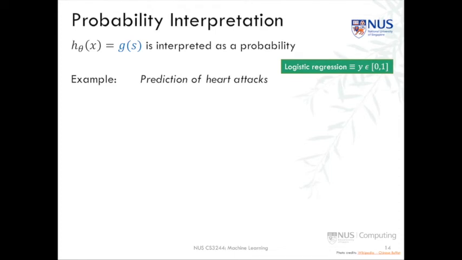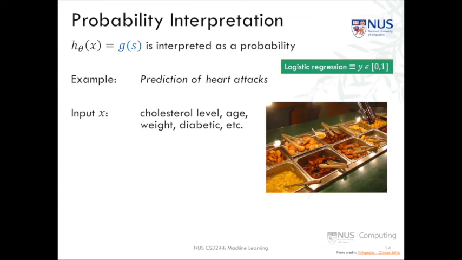Let's say we're predicting heart attacks, and we have certain types of input, for example, several different health factors. These factors all might have a bearing on whether a heart attack is going to occur for a particular person, say within a particular interval of time, for example, within the next 6 months.